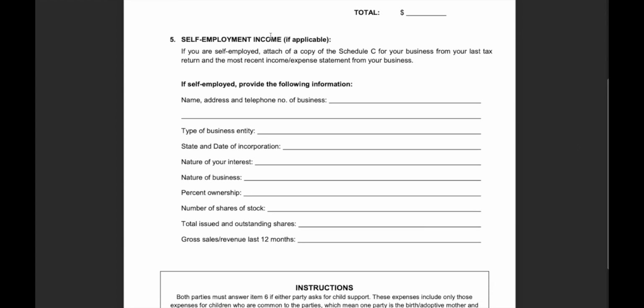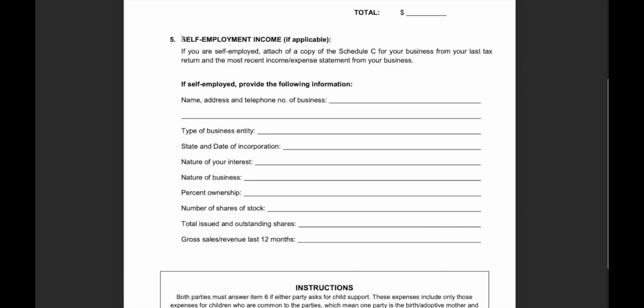Self-employment income. This depends solely on whether you are self-employed. If you do not own a business and are not self-employed, this is not something that applies to you, so you would simply put NA. Then you're going to attach a copy of your Schedule C for your business tax return for the last year and the most recent income and expenses statement for your business.